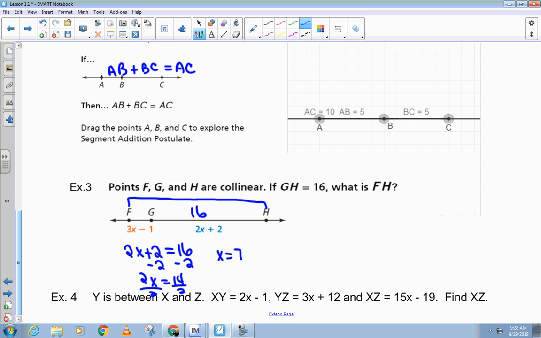So if x is 7, I can plug it in here. Okay? So that's going to be 3 times 7 minus 1. That's 21 minus 1, which makes this right here 20. Okay? And so we learned a few minutes ago that if I have a whole segment, I can add the two pieces together and it equals a whole. So I can do 20 plus 16 equals 36. Now, as you can tell, this was not drawn to scale, right? Okay? And that's going to be true in geometry. You can't always go by what it looks like, okay? So keep that in mind.